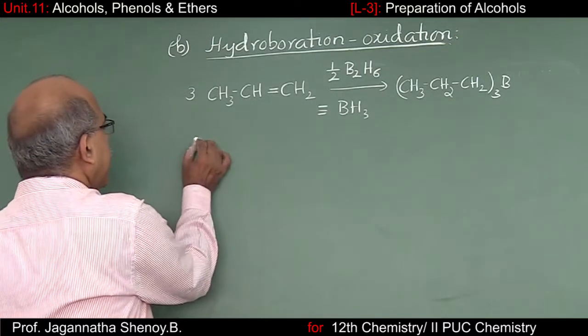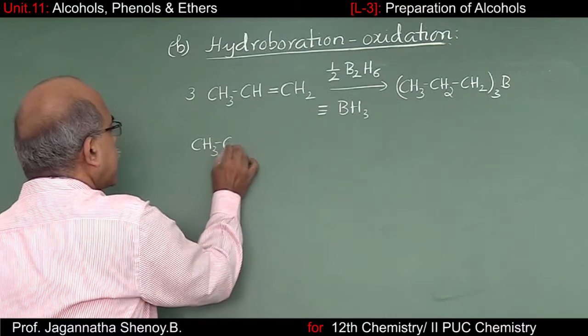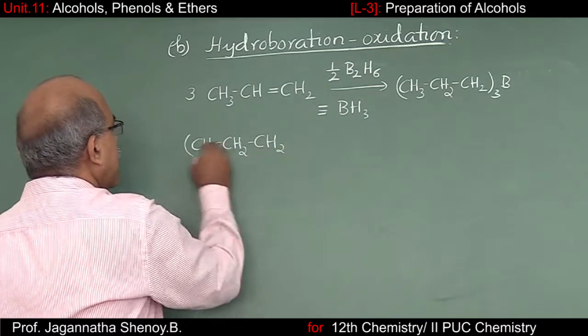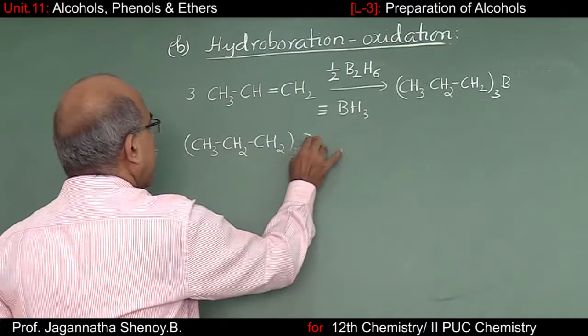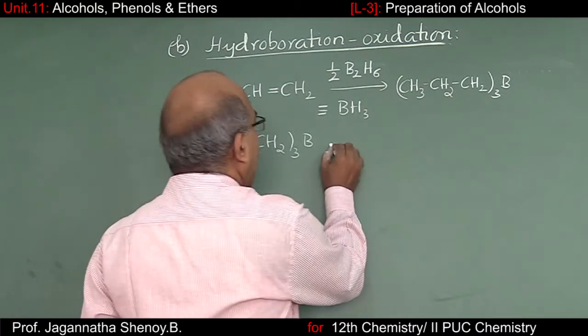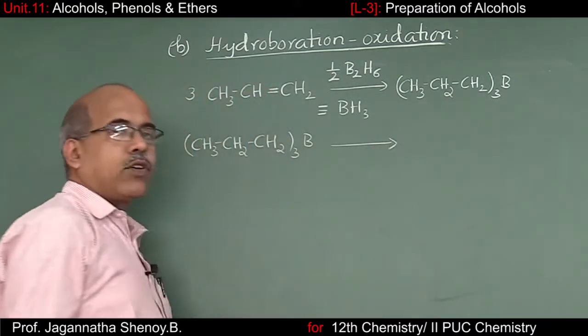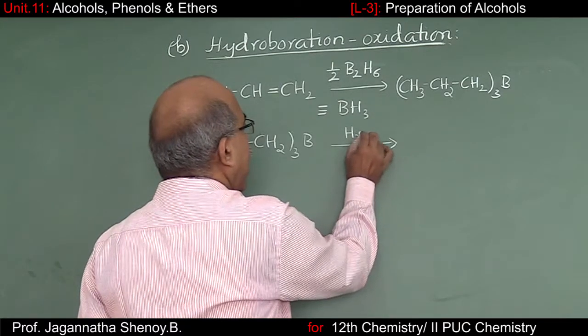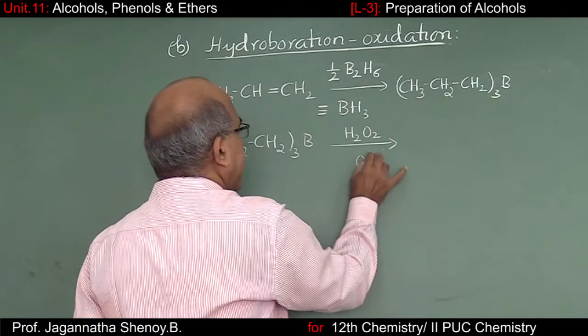What way can I represent that? CH3 CH2 CH2, 3 times boron. So this molecule will undergo oxidation in presence of alkaline hydrogen peroxide.